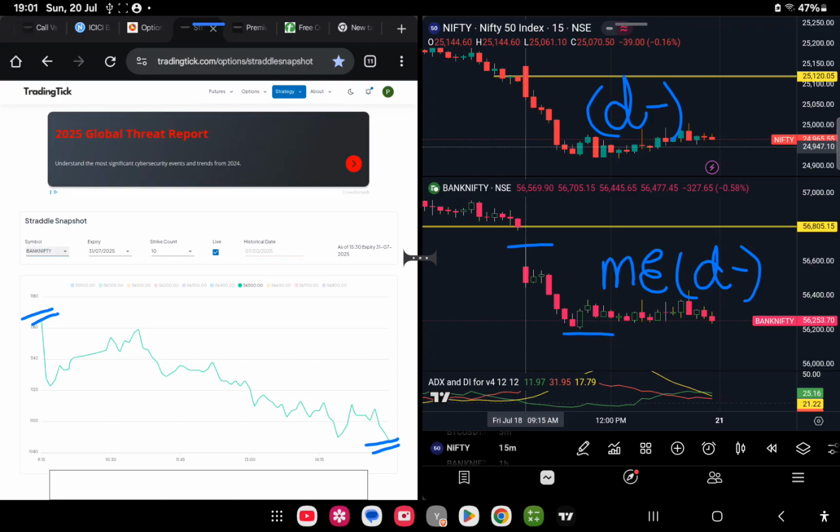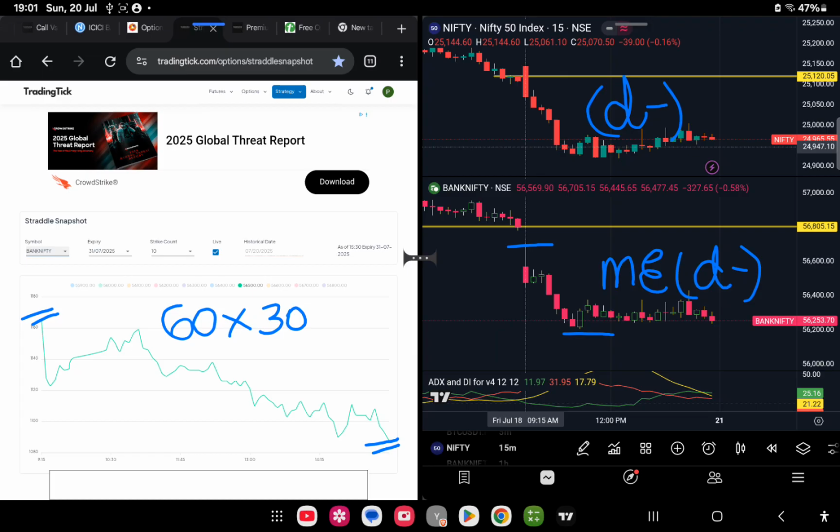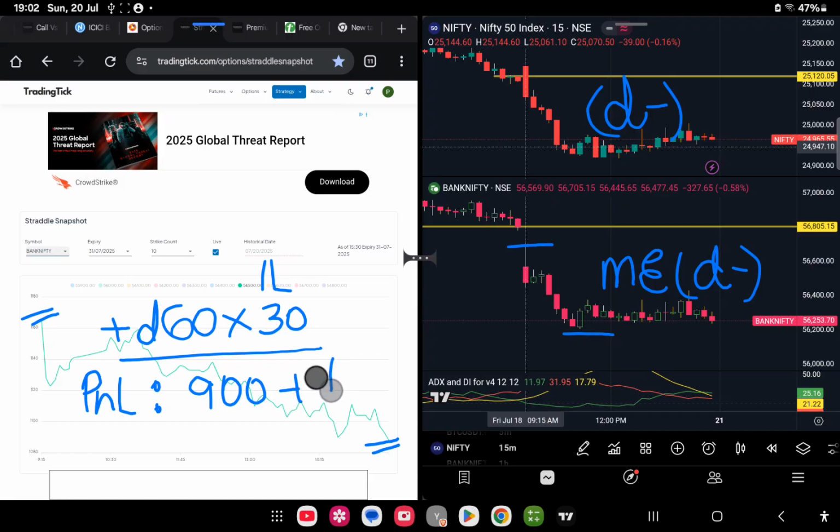So almost here 60 points decay. So 60 points times one lot. So this is the positive decay, and this is one lot. So when you calculate P&L, 900 plus tax plus brokerage is going to be a profit for Friday.